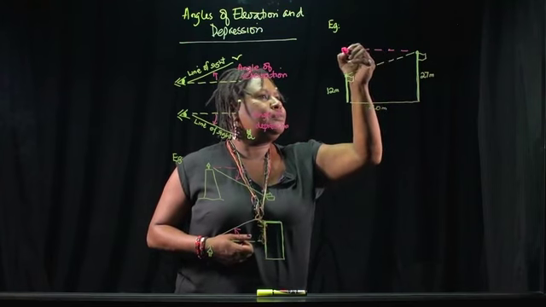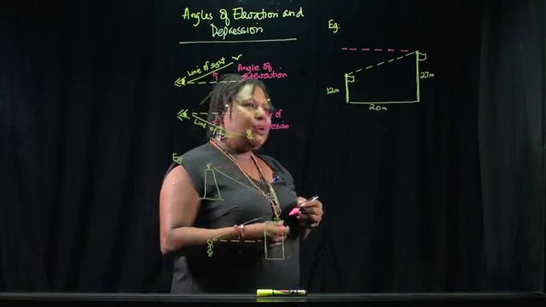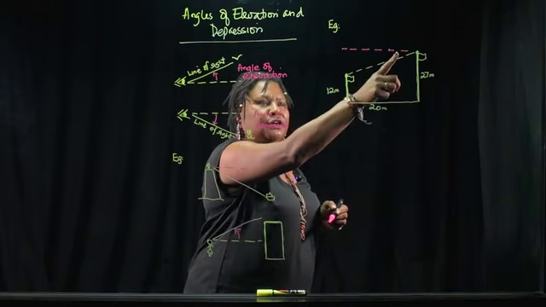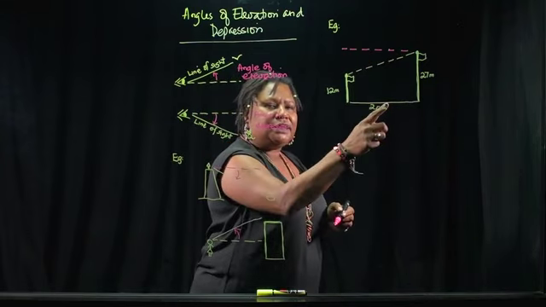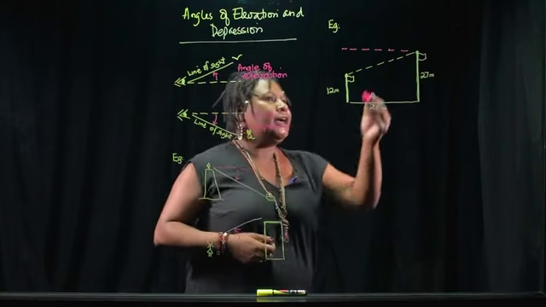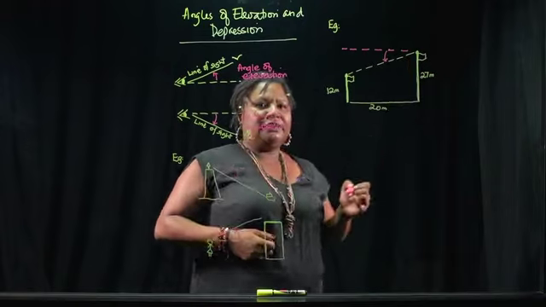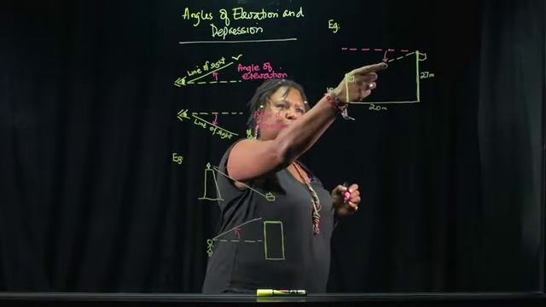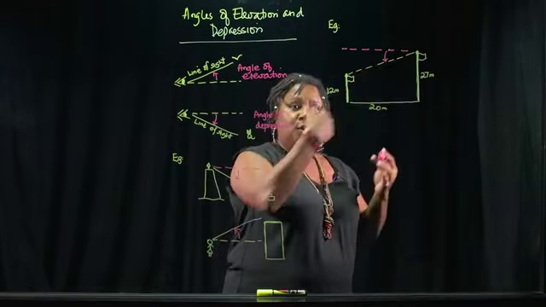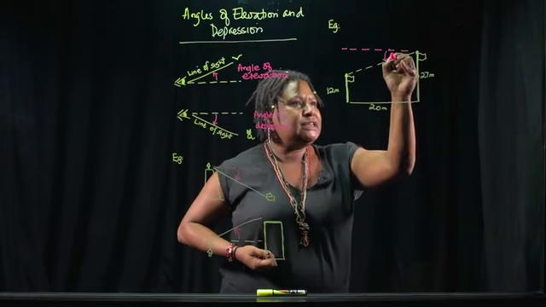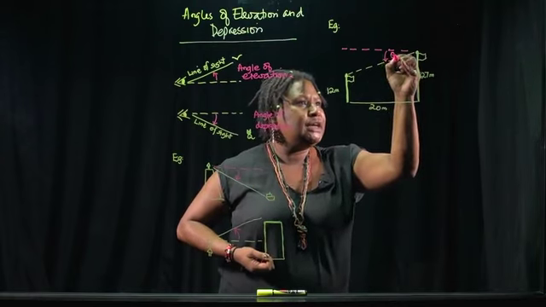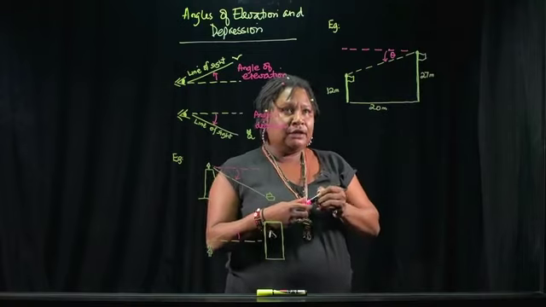There's our horizontal. Make sure that this is parallel to this one here. And that's our angle of depression. Now that we have found the angle of depression, we don't know how many degrees it is, so we will represent this with theta.